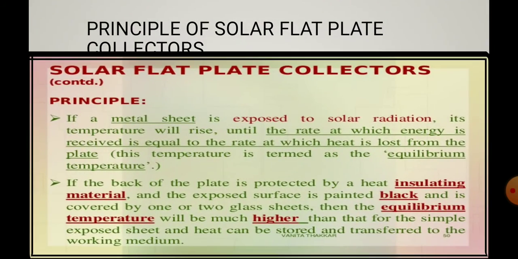Principle of solar flat plate collectors. If a metal sheet is exposed to solar radiation, its temperature will rise until the rate at which energy is received is equal to the rate at which heat is lost from the plate. This temperature is termed the equilibrium temperature. If the back of the plate is protected by a heat insulating material, the exposed surface is painted black, and it is covered by one or two glass sheets, then the equilibrium temperature will be much higher than for a simple exposed sheet, and heat can be stored and transferred to the working medium.